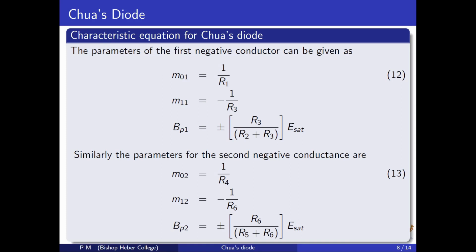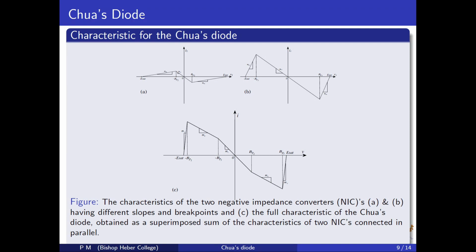The breakpoint BP1 is equal to plus or minus R3 divided by R2 plus R3 into E saturation. Similarly, the parameters for the second negative conductance are M02 is equal to 1 by R4, M12 is equal to 1 by R6, and the breakpoint BP2 is equal to plus or minus R6 divided by R5 plus R6 into E saturation. By proper selection of parameter values, we can choose the characteristics of both the negative conductances to have different slopes and breakpoints as shown in the figure.